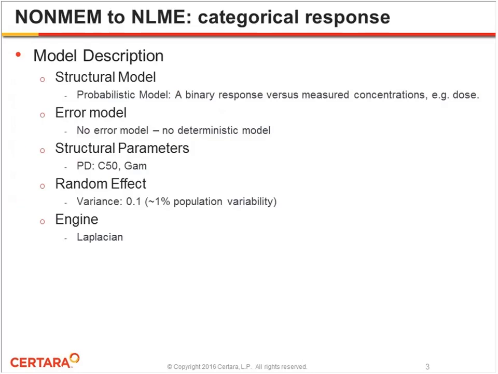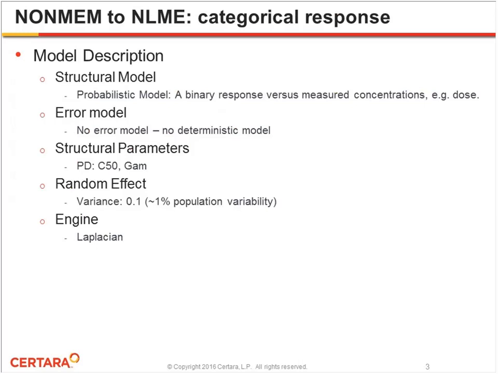So this is, as I said in the beginning, a new type of model, and it's a probabilistic model where we want to model a binary outcome that is measured against increasing concentrations. So, for example, you can think of an adverse effect that is measured post-dose, and depending on the size of the dose, the probability to experience an adverse effect will vary. But the outcome will always be either 0, there was no adverse effect, or 1, there was an adverse effect observed.